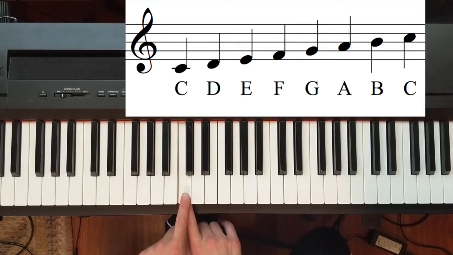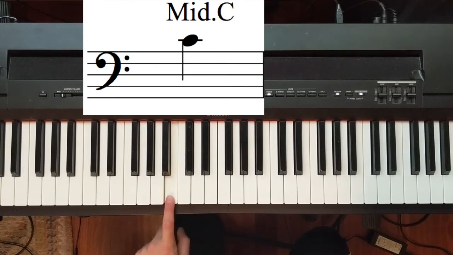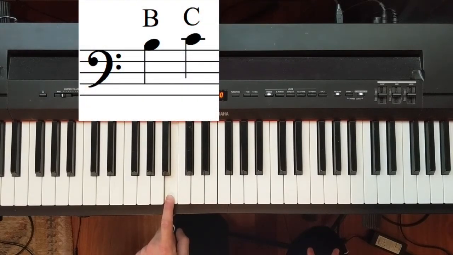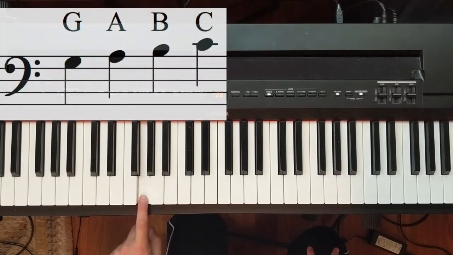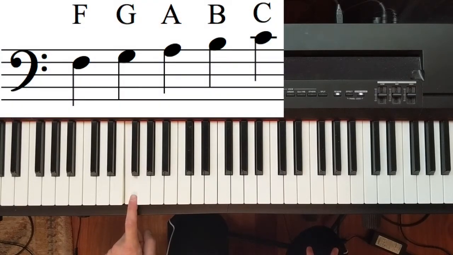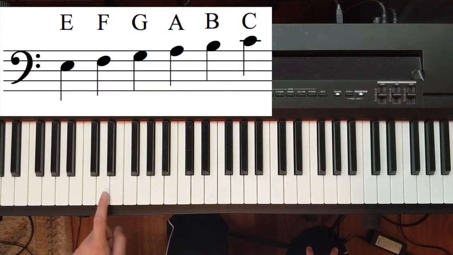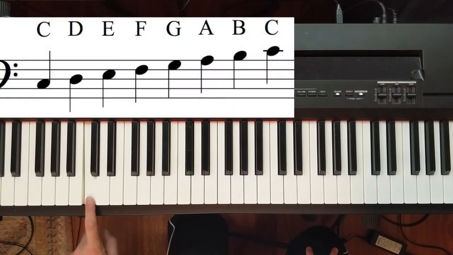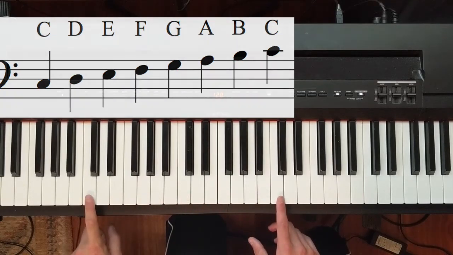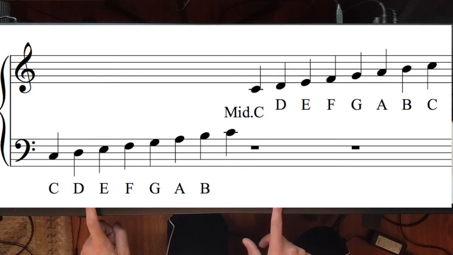In the bass clef, if you go down from middle C, the first note down is going to be B. This is sitting on the space above the top line of the bass clef. The next one is going to be A, which is on the top line of the bass clef, and then G, which is on the top space of the bass clef, F on the next line down, E on the next space, and again, following the pattern, line, space, and then bass C is going to be a space note down here. So now we can see all the notes from bass C up to treble C.